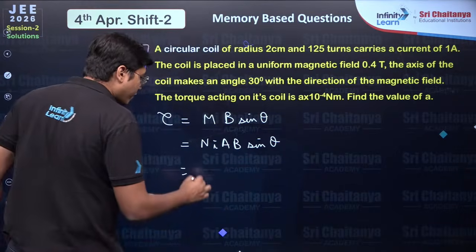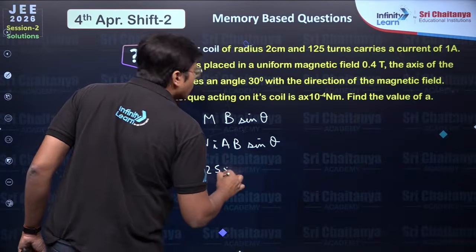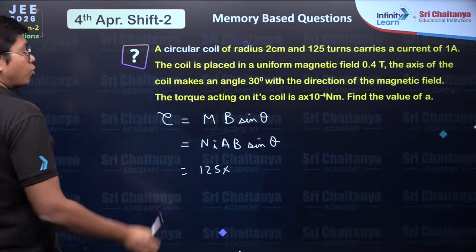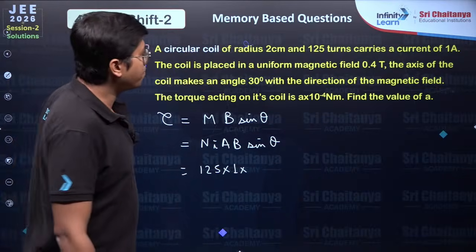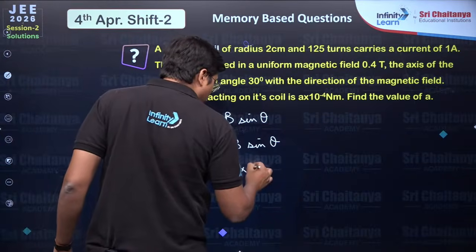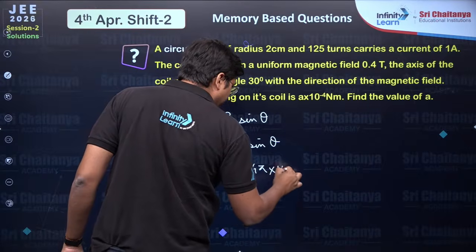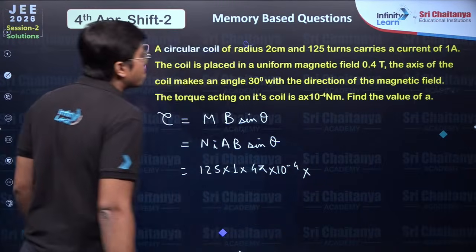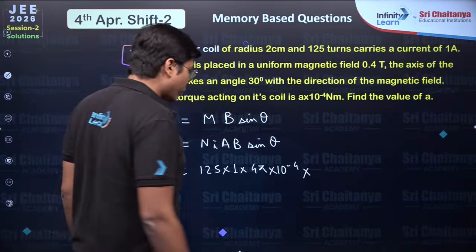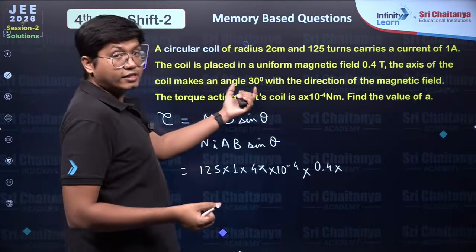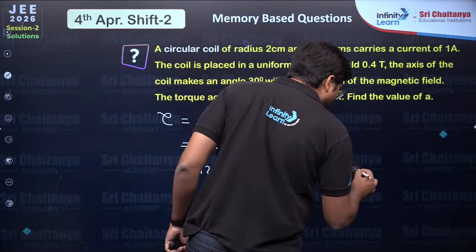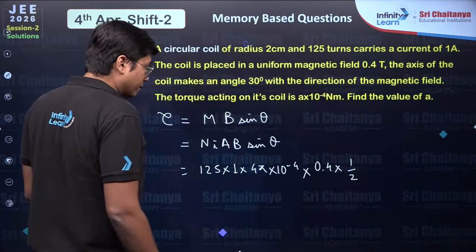Plug in the values. Number of turns is 125. Current is 1 ampere. Area is pi r square, the radius is given, so that would be 2 square, that's 4 pi. And because it was in centimeters, so 10 to the power minus 4. Magnetic field is 0.4 Tesla. And sine of theta, it's 30 degrees, so sine of 30 degrees would be a factor of half.